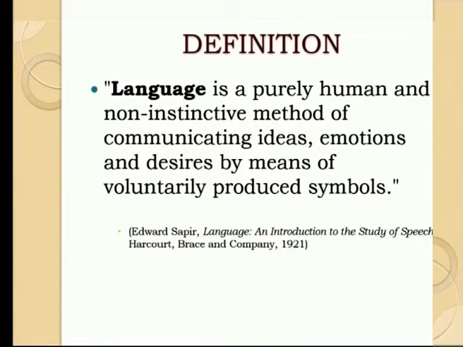Definition. When we come to the term definition, there are a lot of definitions for language, but I think this is an apt definition, given by Edward Sapir in the book Language: An Introduction to the Study of Speech. Language is a purely human and non-instinctive method of communicating ideas, emotions and desires by means of voluntarily produced symbols. So it is not only ideas, it is also the emotions and the desires, by means of symbols.